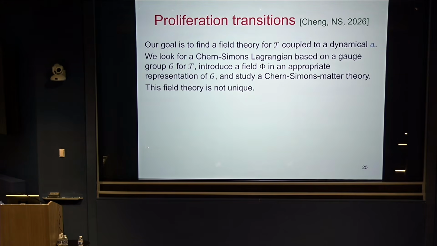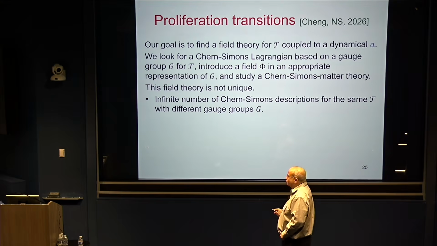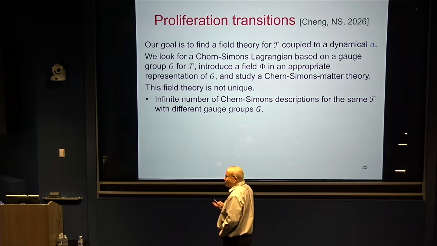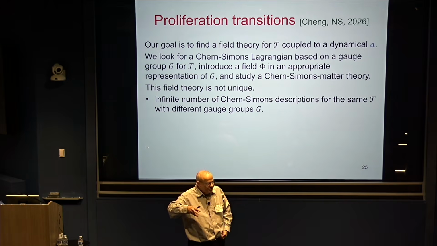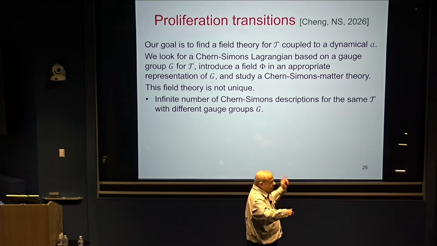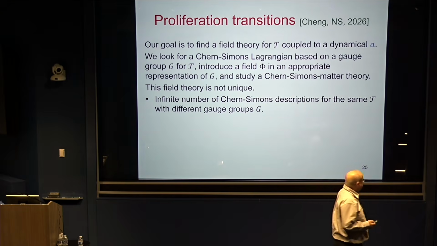So the field theory is not unique. The data I gave you so far is not unique. And there's an infinite number of Chern-Simons descriptions of the same T. For example, I can always tensor in a decoupled TQFT, which is trivial. This abelian theory with 0, 1, 1, 0. So this is one thing I can couple in.